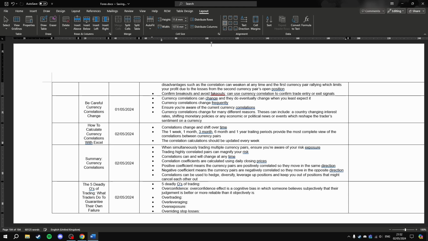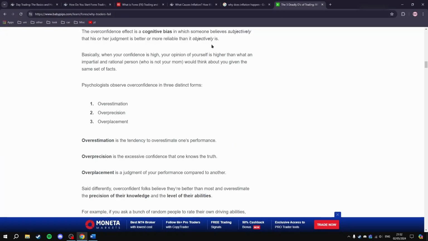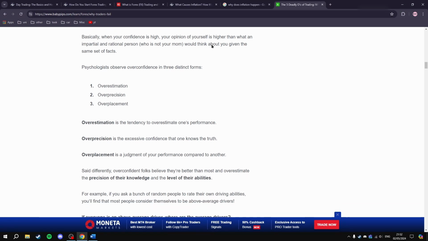So they think that their judgment is better than or more reliable than it actually is. Basically, when your confidence is high, your opinion of yourself is higher than what an impartial or rational person who is not your mum would think about you given the same set of facts.